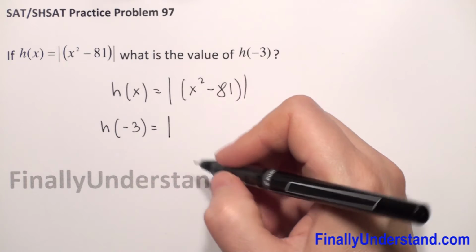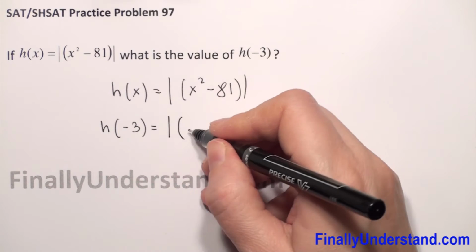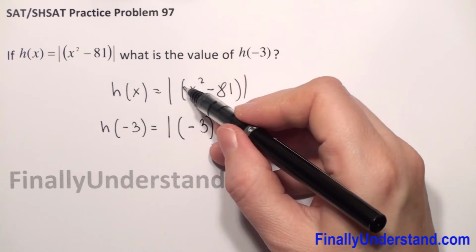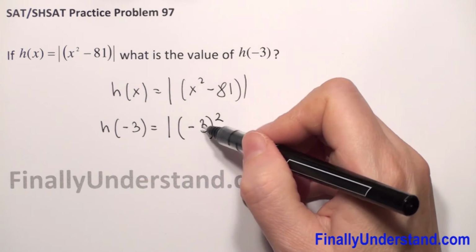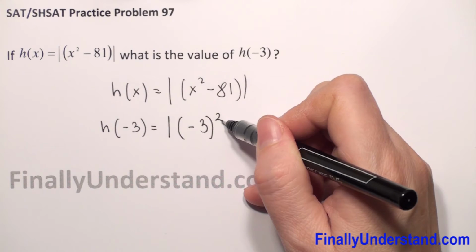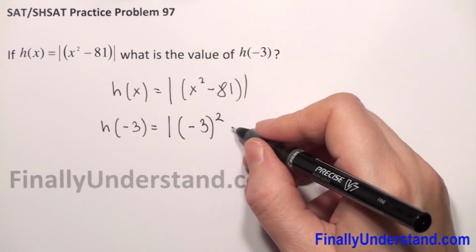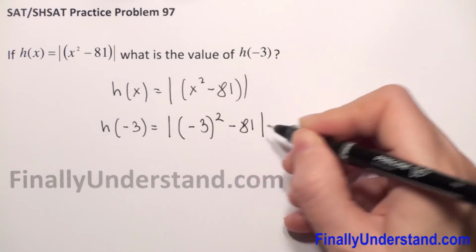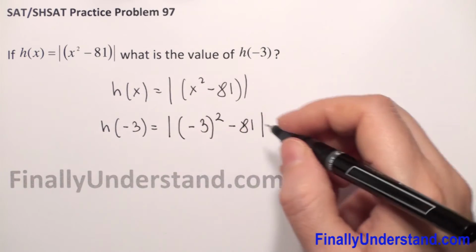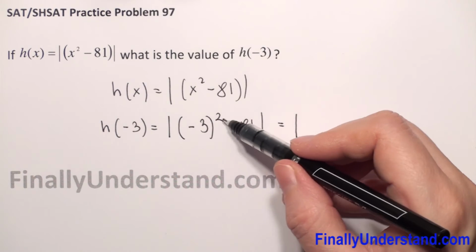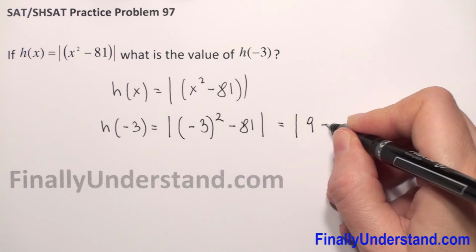So we copy the absolute value bars, and in parentheses we have negative 3 to the second power. We don't need these outer parentheses inside. I put only negative 3 in parentheses because we have to raise negative 3 to the second power, and we copy minus 81, close absolute value bars. So this is equal to absolute value, we copy, and we have negative 3 to the second power, this is 9, minus 81.